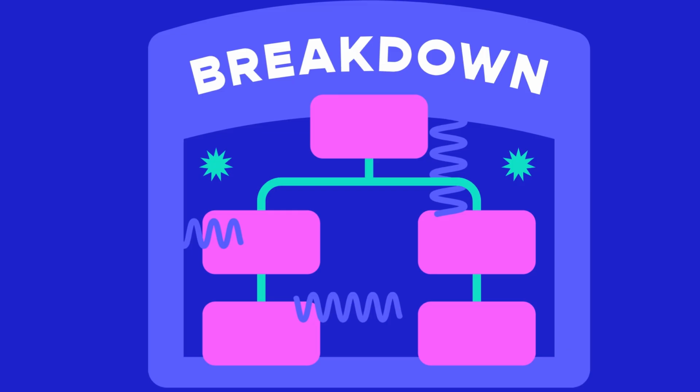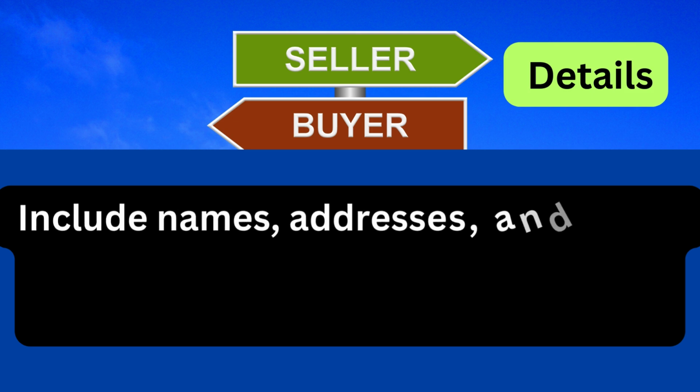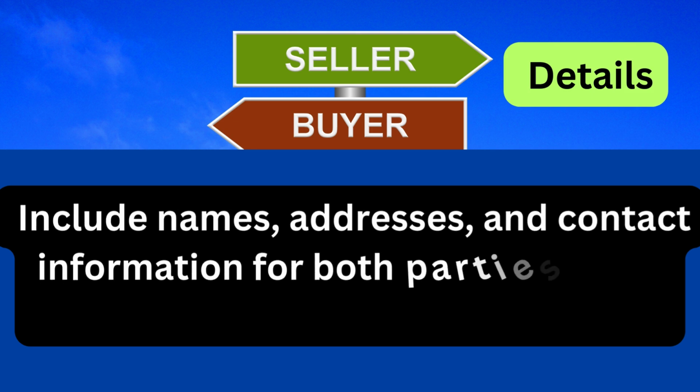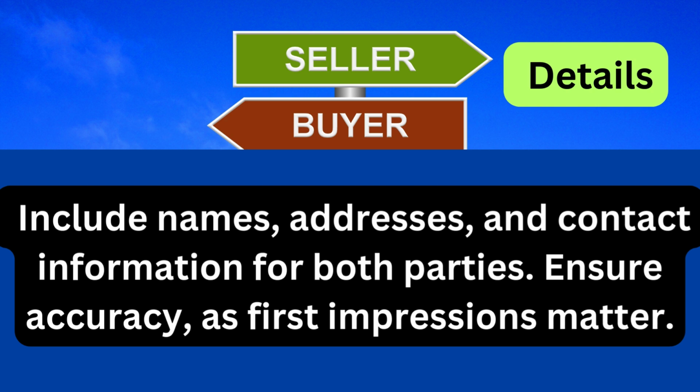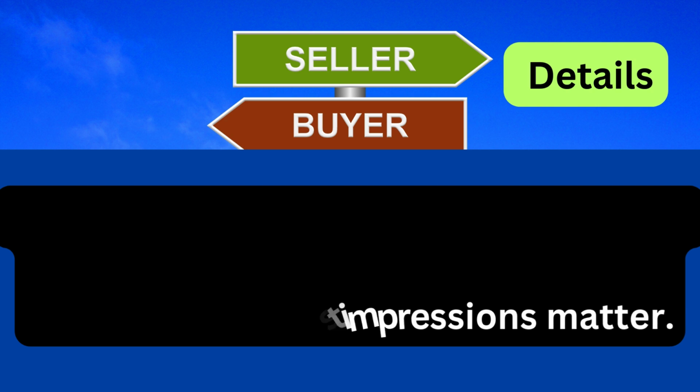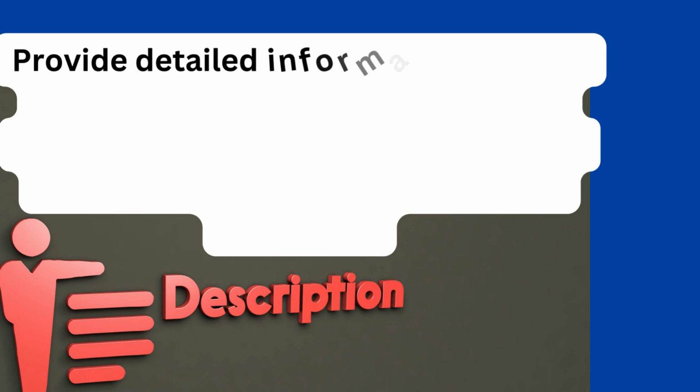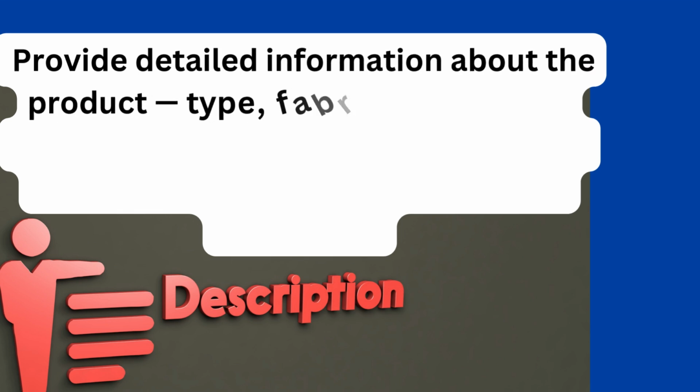Key components of an international quotation. Let's break down what a good international quotation includes, step by step. Check mark 1. Seller and buyer details. This includes your company name, address and contact info, and the same for the buyer. Make sure there are no spelling mistakes. First impressions count.